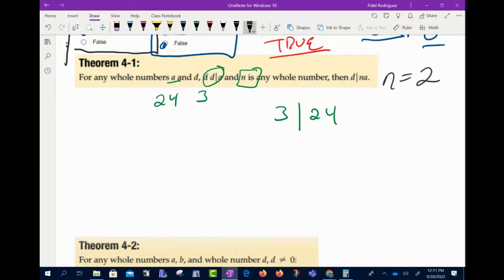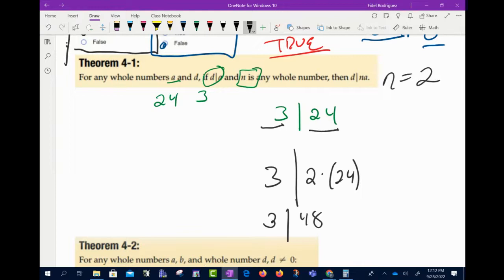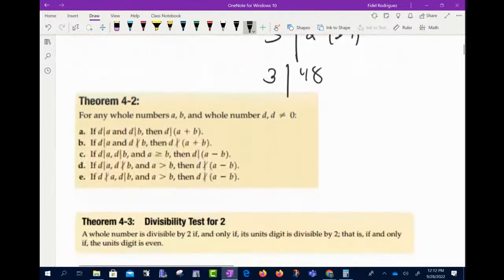What this is saying is that 3 is going to divide 2 times 24. And 2 times 24 is 48. And so it's just saying that 3 would also divide 48. That's all the theorem is saying. It's just saying if 3 divides this number, then it's going to divide any multiple of that number.